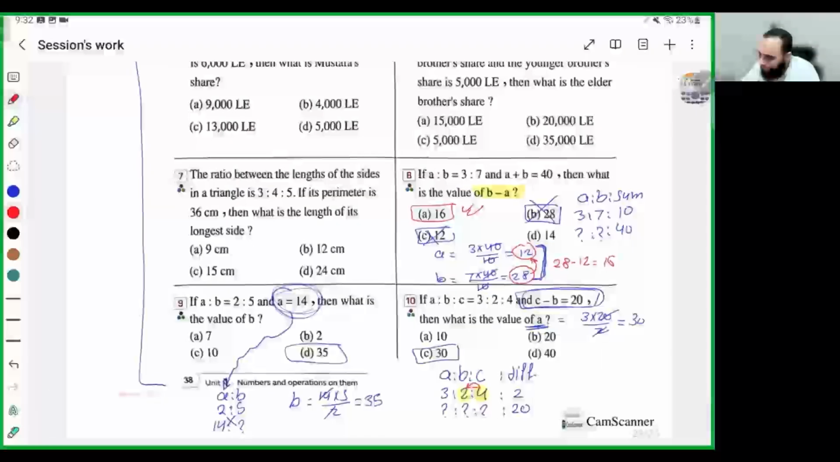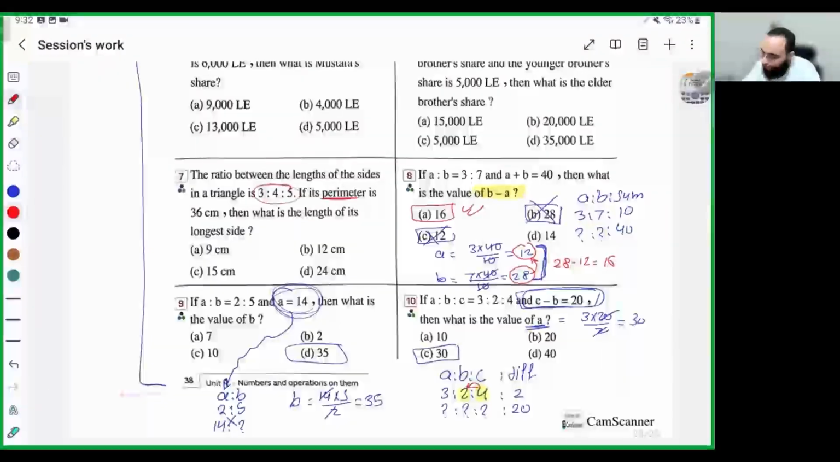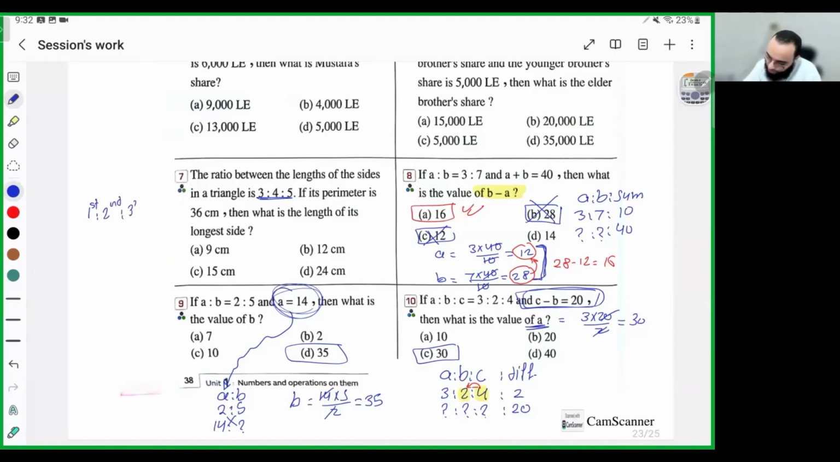And this question is the perimeter of the triangle. Who knows? If it is a perimeter, then what should we do? We have to add the ratios. The first side to the second side to the third side. 3 to 4 to 5, and this is the sum, because the perimeter is the sum of the sides. 3 and 4, 7 and 5, 12. The perimeter is 36. And you can get all of the values.